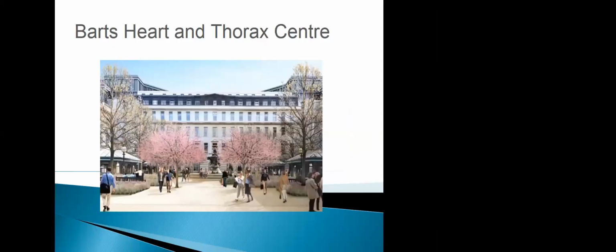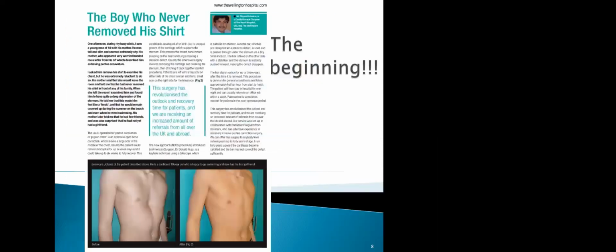Okay, I think this is the Barts Heart and Thorax Center. Zamir is our esteemed colleague and we're lucky to have him here, and he asked me to help you guys. Pectus Excavatum has been known for a long time. One of the first descriptions is on one of the Da Vinci diagrams, where he showed a man with Pectus Excavatum. This is how it all started.